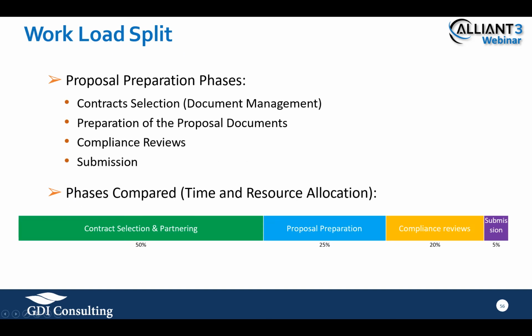Lastly, I wanted to make sure that I share this. This is the usual resource, time and allocation, time spent for these self-scoring proposals. The contract selection and partnering phase usually uses 50% of the time. So 50% for contract selection and partnering, 25% for proposal preparation, compliance reviews 20%, and then 5% submission. This is the usual timeline that is used.